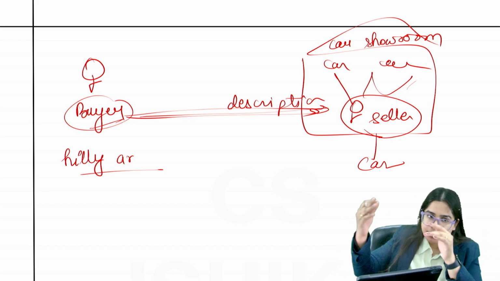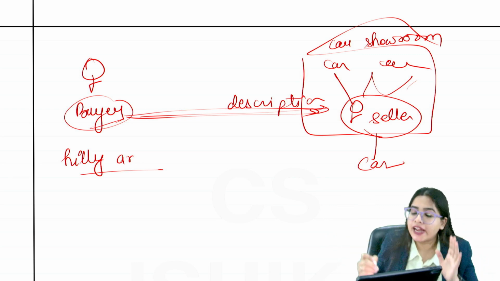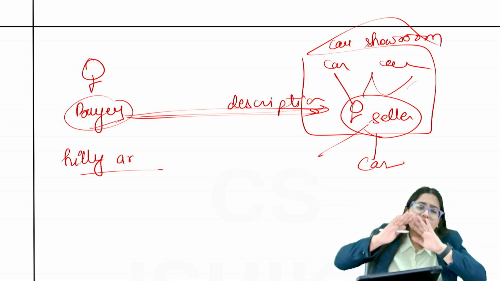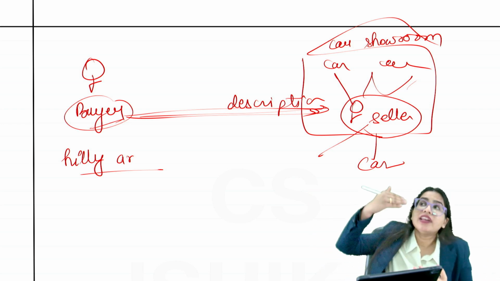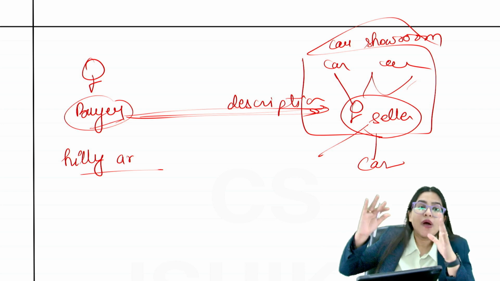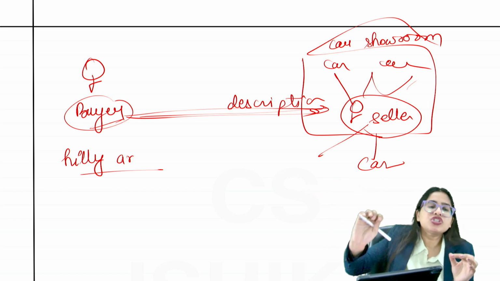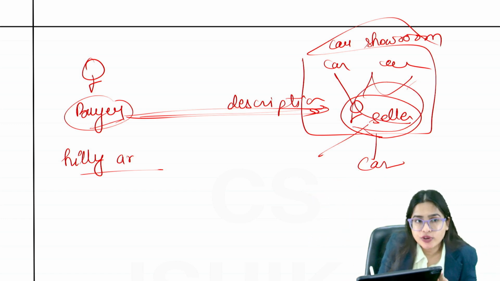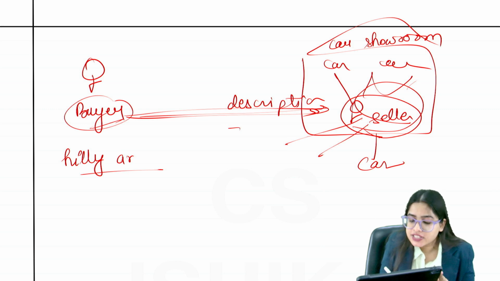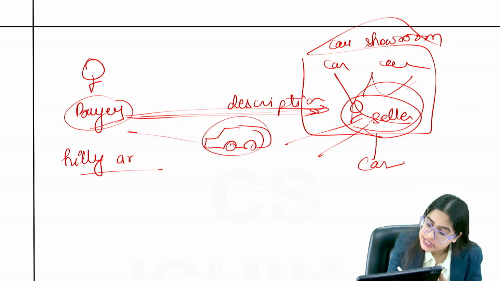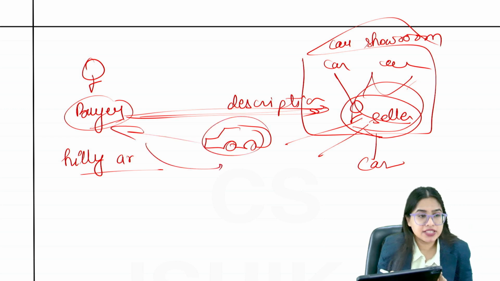He gave the description to the seller and he completely relied on the seller's judgment. The buyer said to the seller, I don't know anything about cars. I will rely on your judgment. I want a car for hilly region which can travel on hilly region. You tell me which car will be best. I will rely on your judgment. Now this seller suggested this car. Sir, this car is good for hilly region. You purchase this car. And then the buyer purchased this car.